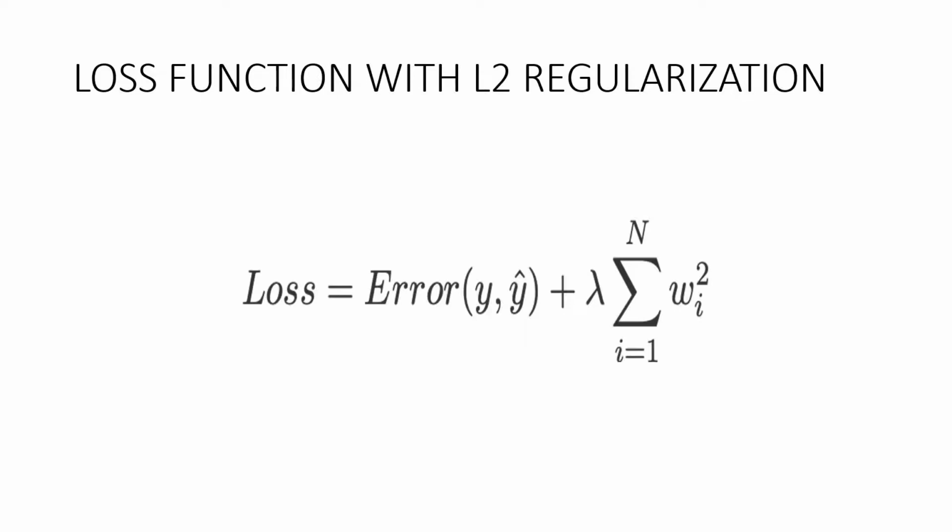A regression model that uses L1 regularization is called Lasso regression, and a model which uses L2 is called ridge regression. The key difference between these two is the penalty term. Ridge regression adds the squared magnitude of coefficient as a penalty term to the loss function.